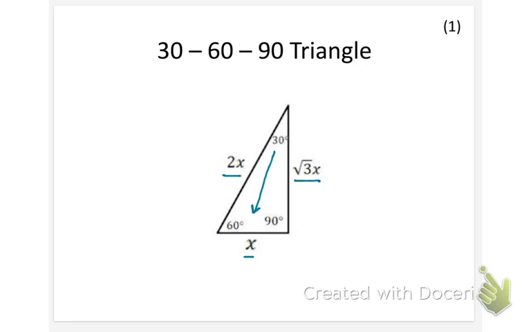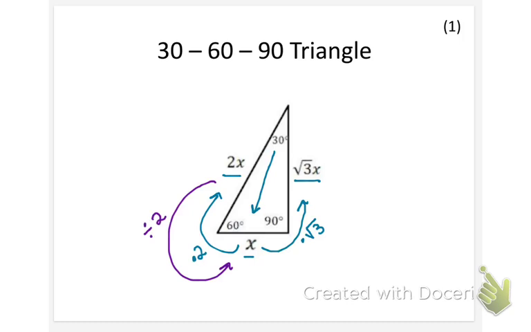So once again, it's important to know if we're given a side length, how do we get to the other side lengths? So if we know what x is, or the shortest side length across from the 30 degree angle, all we have to do to find the hypotenuse is multiply it by 2. And all we have to do to find the longest leg is multiply it by the square root of 3. Now, if we were given the hypotenuse, the easiest way to figure out the rest of the sides is by dividing by 2 to find the shortest side length, which is x. And then from there, you could multiply that value by the square root of 3 to get the longest leg.